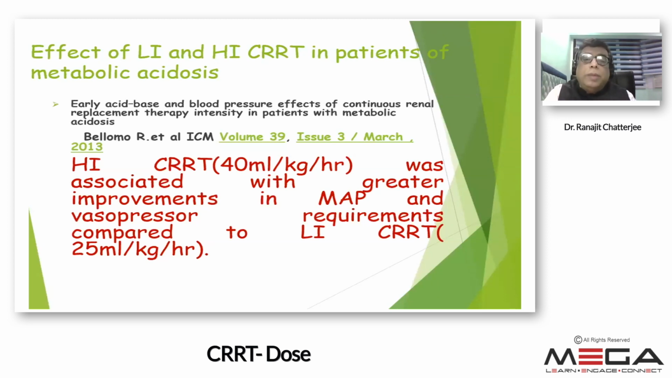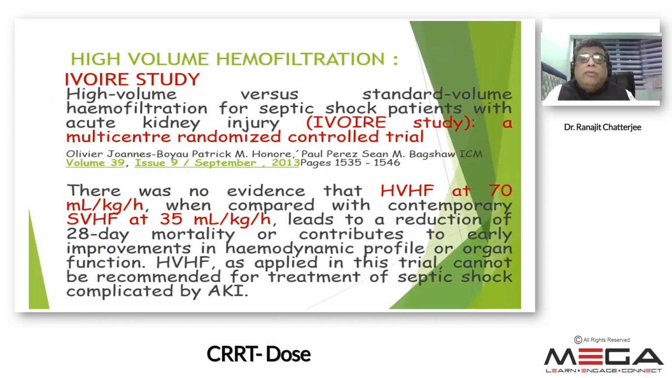This is one of the Bellomo papers that came out in 2013. We found that a higher intensity CRRT of 40 ml per kg per hour was associated with greater improvements in mean arterial pressure, and vasopressor requirements decreased with the higher intensity group rather than the lower intensity group. But failure studies should also be shown, like the IVOIRE study, where very high intensity hemofiltration was used at 70 ml per kg per hour versus 35 ml per kg per hour. There was no mortality benefit.